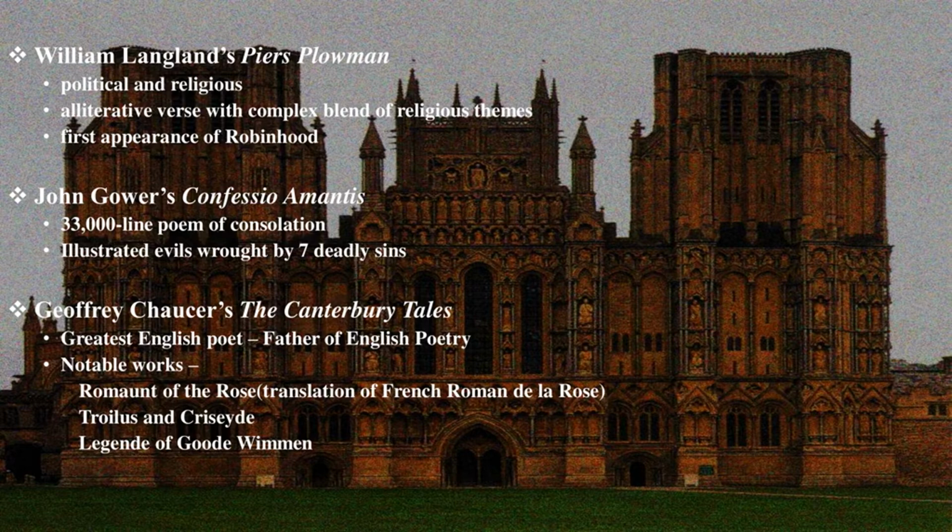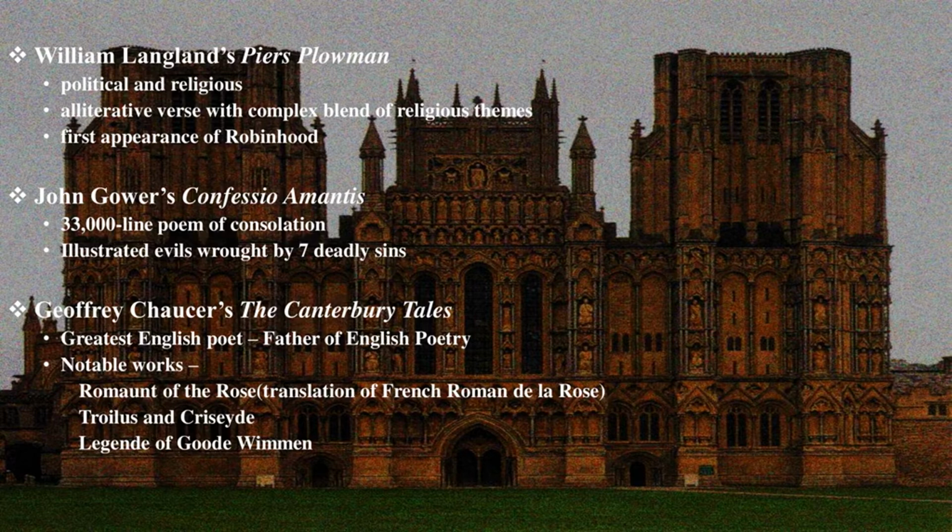Following this is Confessio Amantis of John Gower, which is a 33,000-line poem of consolation. It was one of his 3 long poems. In the era before the printing press, this was the most copied manuscript after the Canterbury Tales. In this work, he has introduced tales to illustrate the evils wrought by the 7 deadly sins.